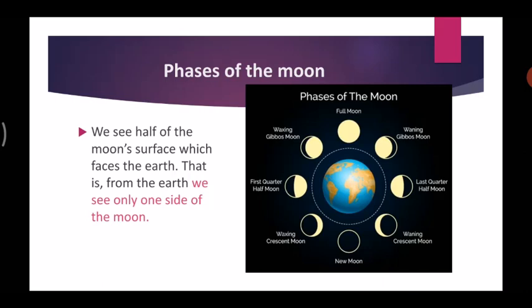Next, we are going to learn about the phases of the moon. We see half of the moon's surface, which faces the earth. That is, from the earth, we see only one side of the moon. We cannot see the complete moon. We always see only one side of the moon.